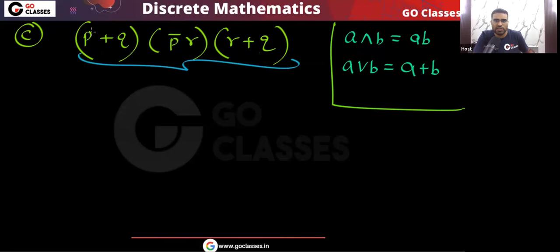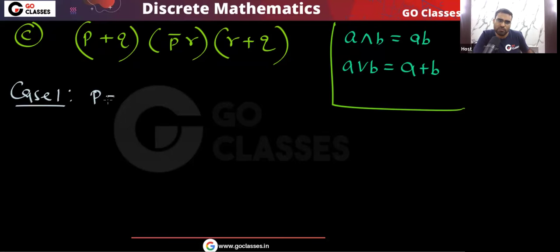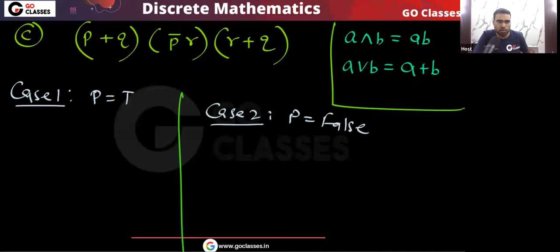Now the same thing you can see. This is our expression C. Again, I will apply the by-case method. Here you have three variables, and you can take any variable of your choice. So let me take variable P. Only two cases are possible: case 1, P true, and case 2, P false. There is no other possibility because P is a propositional variable, so either it will be true or it will be false.